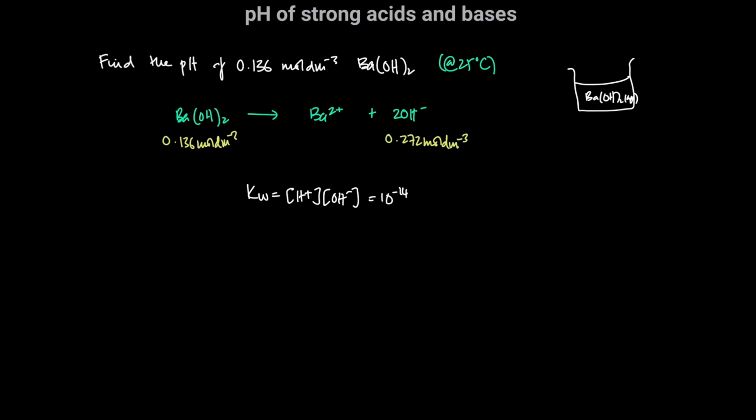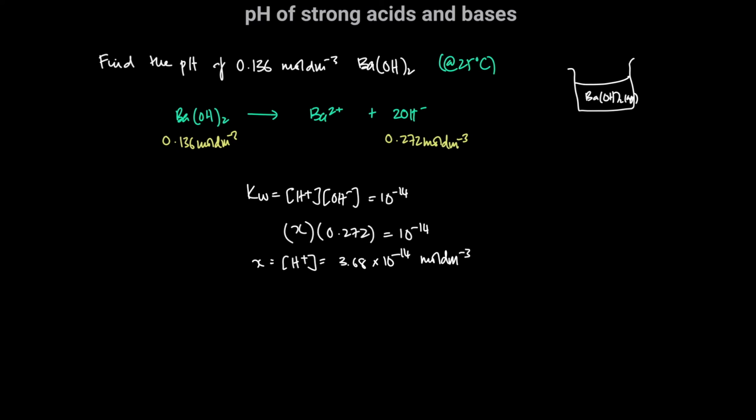And we want to find the concentration of H plus ions. We want to find the pH. So let's call that X. I know the concentration of OH minus is 0.272, and the product of the two is equal to 10 to the power of negative 14. So what is the concentration of H plus ions? That's your X here. So this is equal to 10 to the power of negative 14 divided by 0.272. So we get 3.68 into 10 to the power of negative 14 moles per decimeter cube.